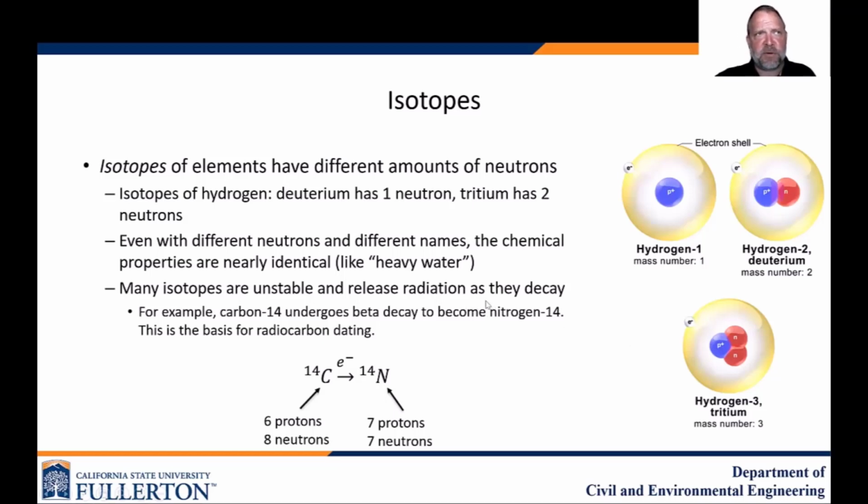So once the animal dies, it no longer is taking up fresh carbon-14. The carbon-14 that's stuck in the tissues slowly converts back to nitrogen. And so you can look at the ratio of carbon-14 to carbon-12 in an animal tissue and find out how old it was, up to about 5,000 years.